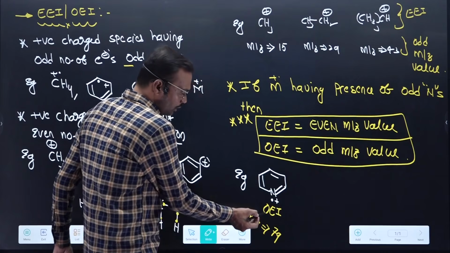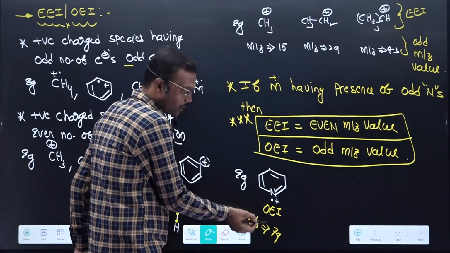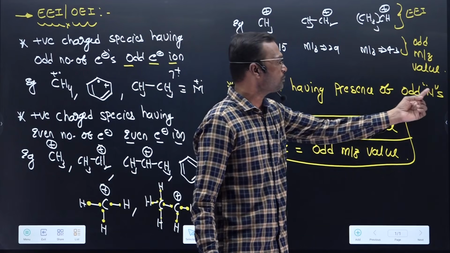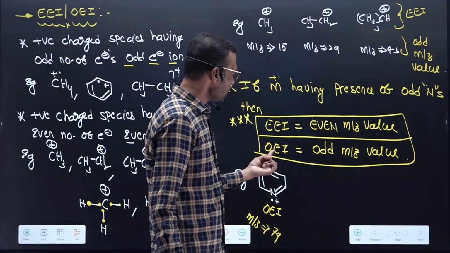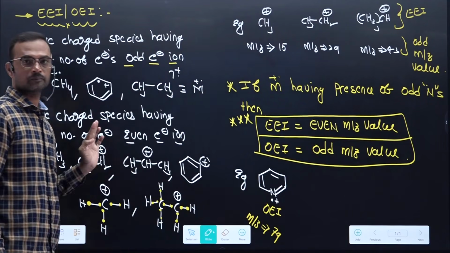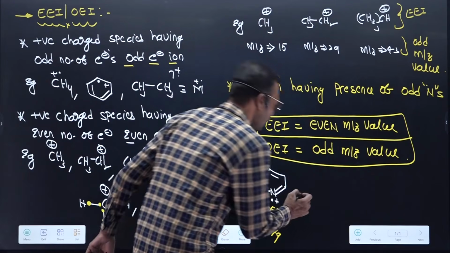Now see, odd electron ion, odd m/z value. Both are odd numbers. Then how many nitrogens are present? An odd number of nitrogens. If an odd number of nitrogens are present, an odd electron ion will give an odd m/z value. Remember this point.